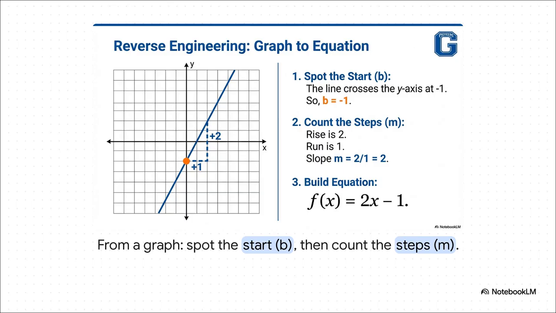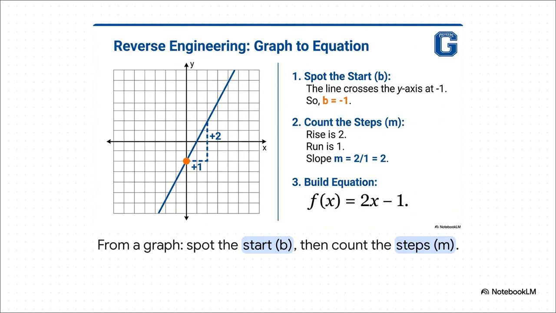Second, you just count the steps to figure out the slope. So from that starting point, how far up do you go for every step you take to the right? Well, we go up 2 for every 1 we go over. You might have heard it as rise over run. That's 2 over 1. So our slope, our m, is just 2. And just like that, we've got our equation.